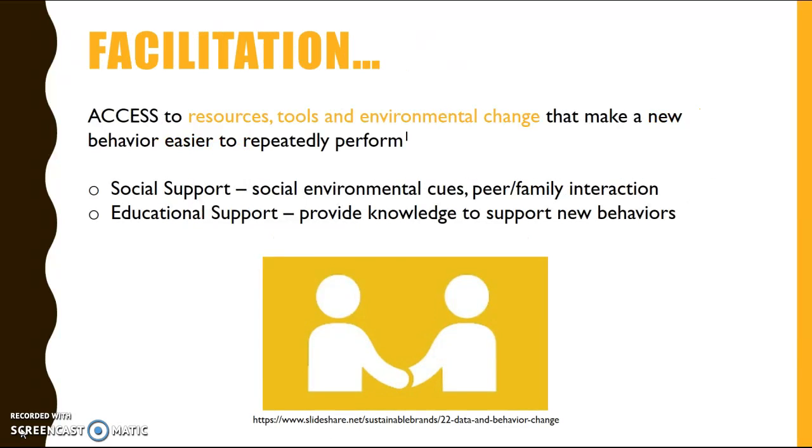Facilitation is the access to resources and tools, as well as environmental change that help make a behavior easier to repeatedly perform. So examples of this are social support, and social environmental cues and peer and family interaction are very important. As we talked about earlier, the social cognitive theory really relies on the environmental factors being able to be dynamic and change within the behavior and the personal factors as well. And you can provide educational support and knowledge that helps support those new behaviors. That's another way to facilitate continued growth and change until they reach their goal.